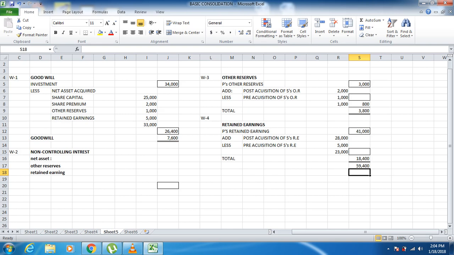Net assets, that is 33,000. Other reserves, $1,000. Retained earning, $23,000.